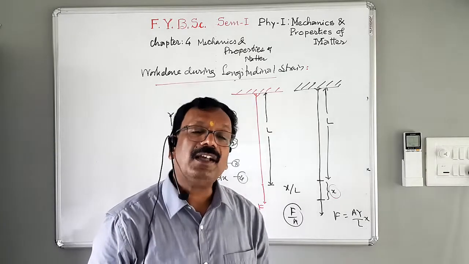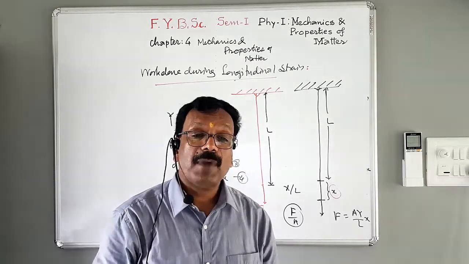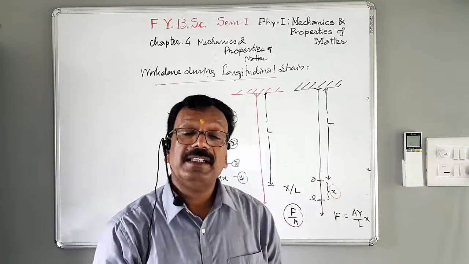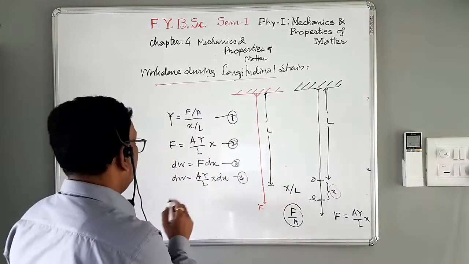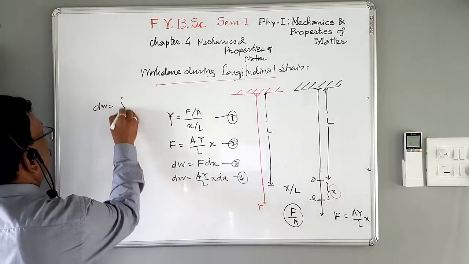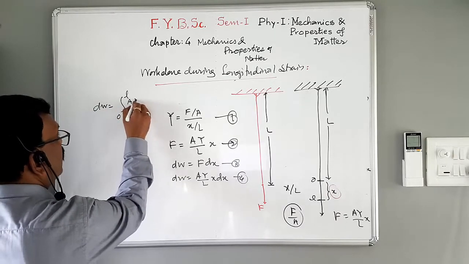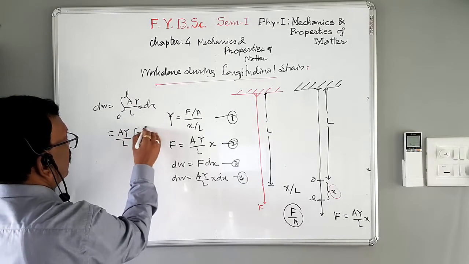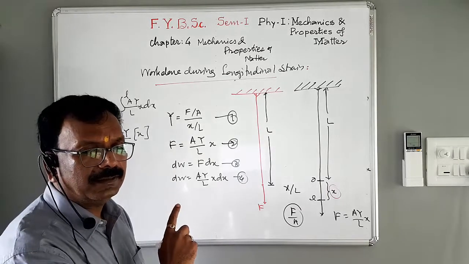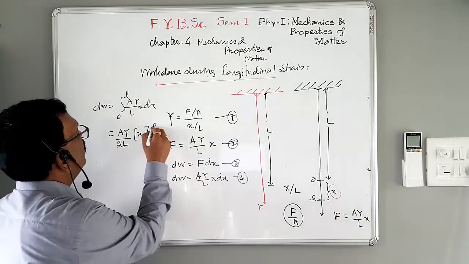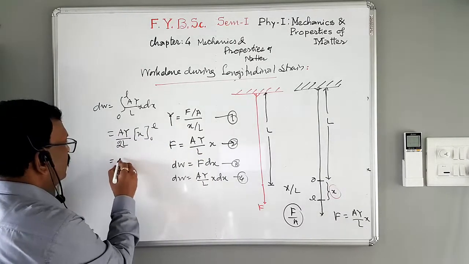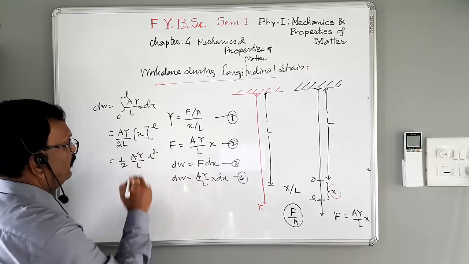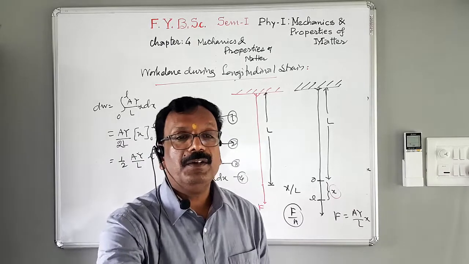during an infinitesimal change. Now we are going to calculate the total work done by the external force in the extension from 0 to L. This will be obtained by integrating this equation between the limits 0 to L, AY upon L x dx. When you solve this, you will get x squared by 2L from 0 to L. This is nothing but 1/2 AY into L into l squared. This is the work done.